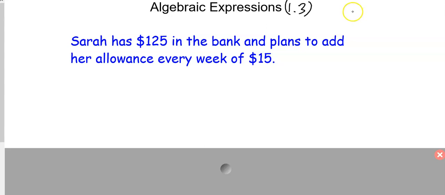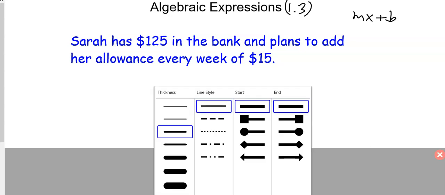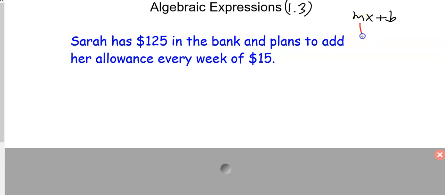And a lot of our stuff is based off linear thinking. What I mean by that is, you've heard of y equals mx plus b, slope-intercept form. You probably know that the slope is your m value, the coefficient of x is your slope, and your b value is your y-intercept, so where it crosses the y-axis.